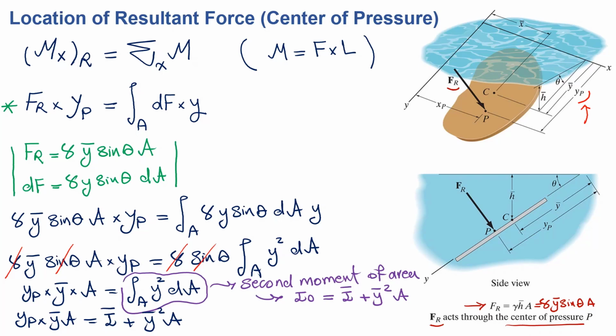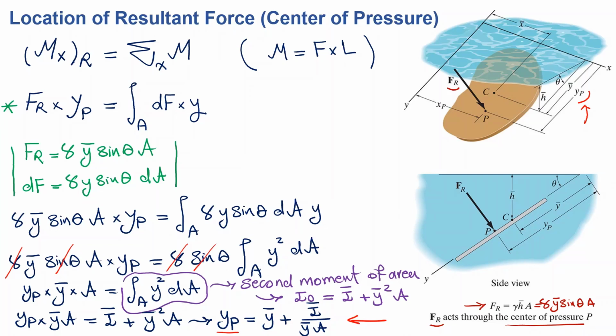Now, if you divide both sides of this equation by y bar times A, then as a result you would get Yp equals y bar plus I bar divided by y bar times A. Okay, and this is the equation that we are looking for. We were looking for Yp, right? And now we have an equation that gives us Yp.